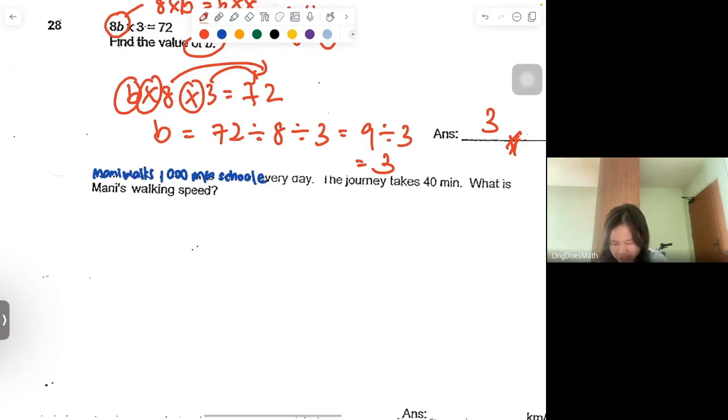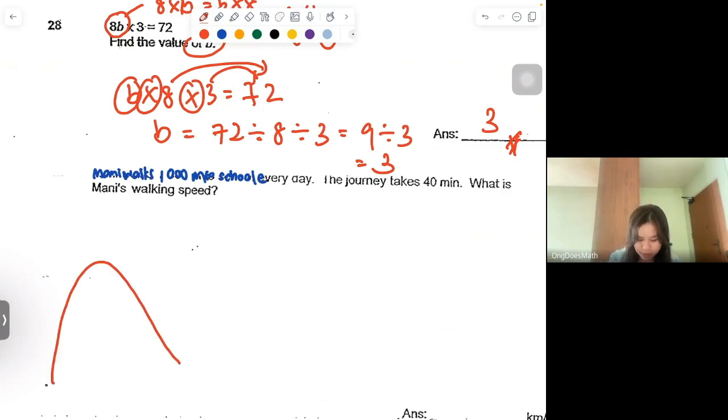Mani walks 1,000 meter to school every day. The journey takes 40 minutes. What is Mani's walking speed? So this one, we need to think of our DST triangle.